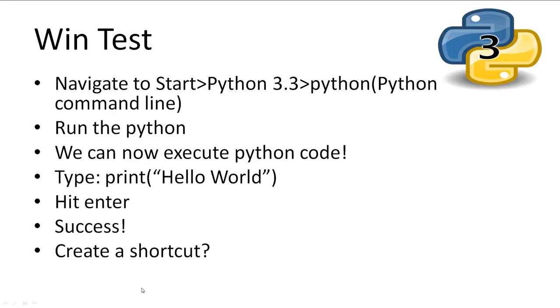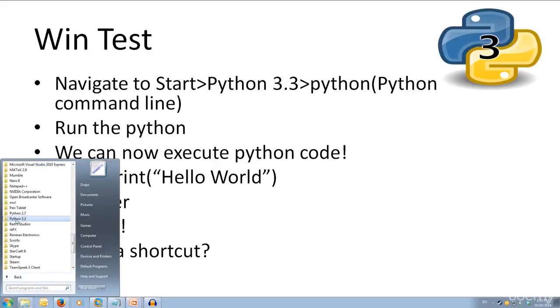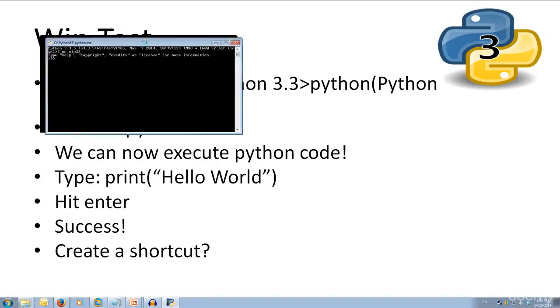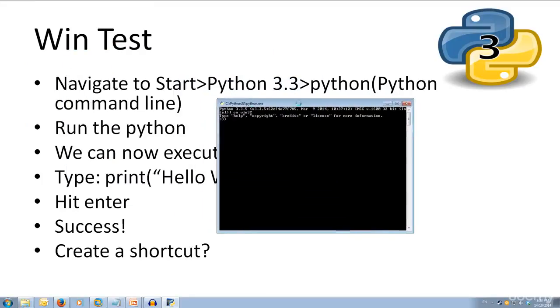So let's do a Windows test. We're going to navigate to Start, Python 3.3, and the Python command line. So we come over to Start, All Programs, Python 3.3, and then we want Python command line. This will get us a command line with the Python interpreter running. And we'll have three arrows, which means that Python is waiting for a command. So let's give it the command print, and we'll output hello world to the screen.